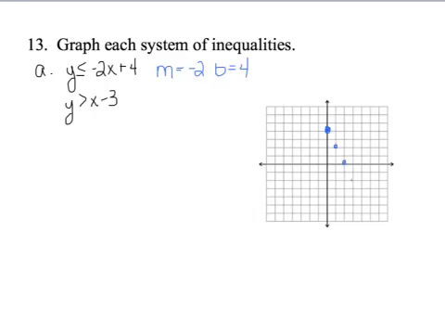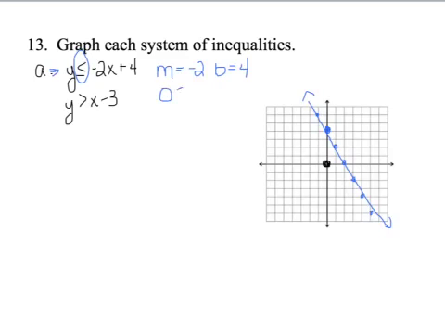Now, do I want to use a solid line or a dashed line? Hoping that you all said solid because we're using less than or equal to symbol. You need to make sure that you're using rulers on your paper as well. Okay, I always shade with inequalities. So we need to pick a point not on the line, and again I'm going to pick 0, 0. And I'm going to test that into just the first inequality.